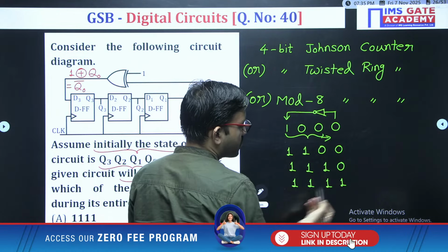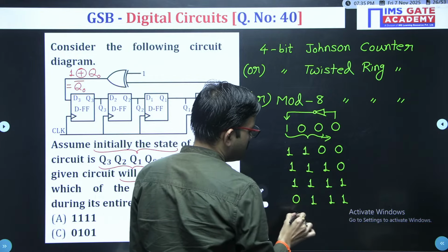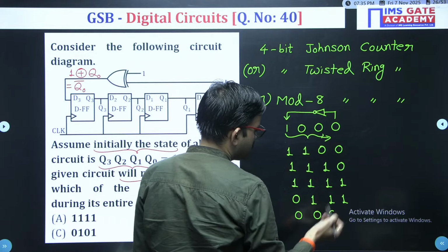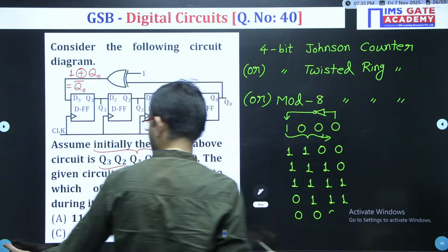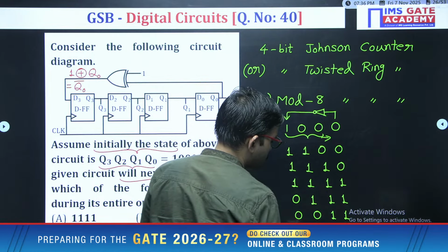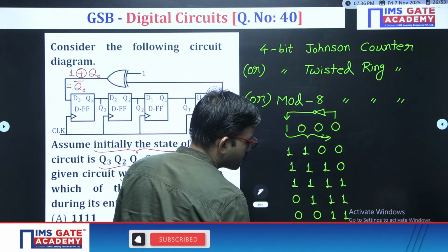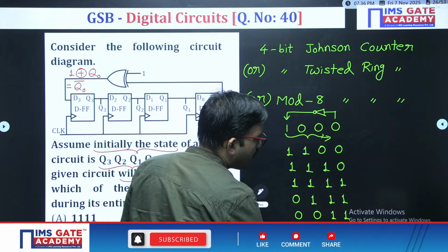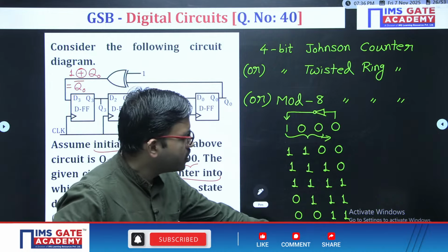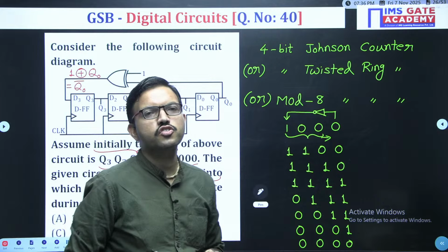then after that 1 bar is what? 0, 1 bar is 0, then 1 bar is 0, then 1 bar is 0. After that, if you continue, you will get 0 bar is what? 1, the first state. So in this manner you have to solve in the GATE exam.